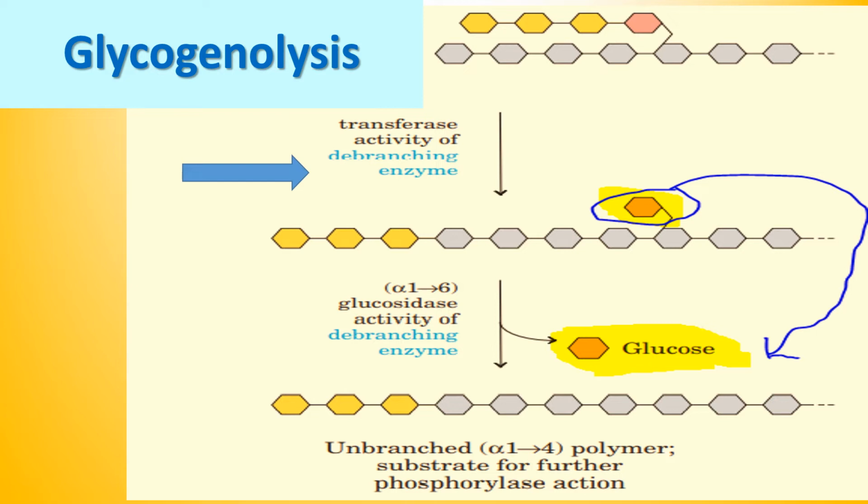As a result of this first step of debranching enzyme activity, the yellow glucose molecules get attached to the straight chain while leaving one glucose molecule as a branch chain structure at alpha 1,6. As a next step, the alpha 1,6 glucosidase activity of the debranching enzyme occurs. It causes the separation of this glucose molecule from the branch, and it releases this unbranched alpha 1,4 polymer. This is a substrate for further phosphorylase reaction.